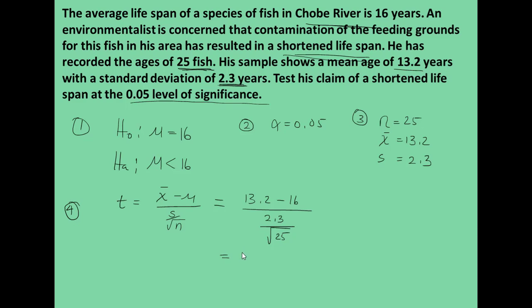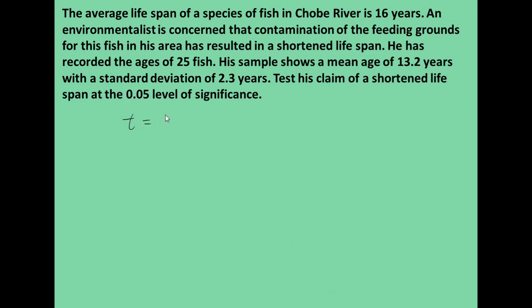So this gives us minus 2.8 divided by 2.3 over 5, since the square root of 25 is 5. So this becomes minus 2.8 over 0.46. So the final answer is minus 6.087. So that's our T, that's our test statistic. Our test statistic is minus 6.087.